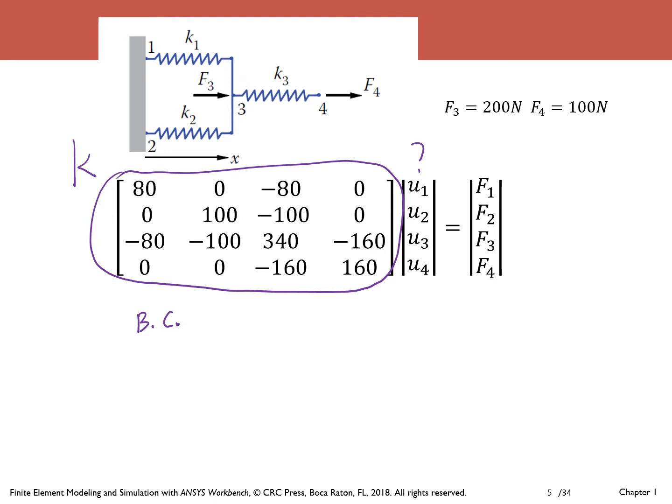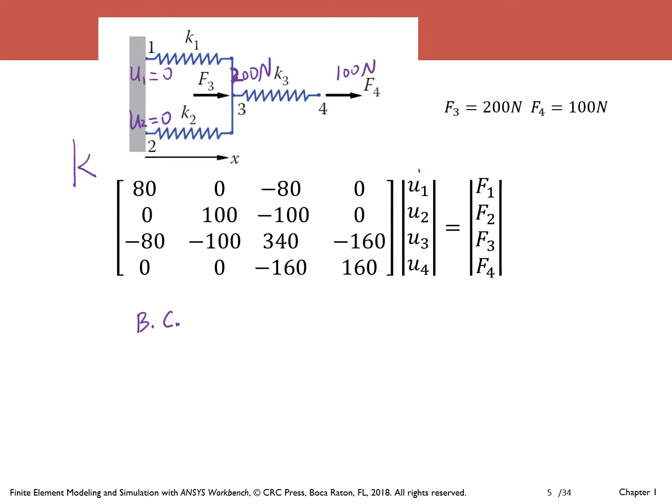The way to apply boundary conditions is to look at the problem again. What we have here are two fixed points. So at node 1, U1 equals 0, and U2 will be 0 too. Then we apply forces on node 3 and node 4: 200 Newton at node 3 and 100 Newton at node 4. In this way, we can put all this information into it. So we know that U1 is 0 and U2 is 0.